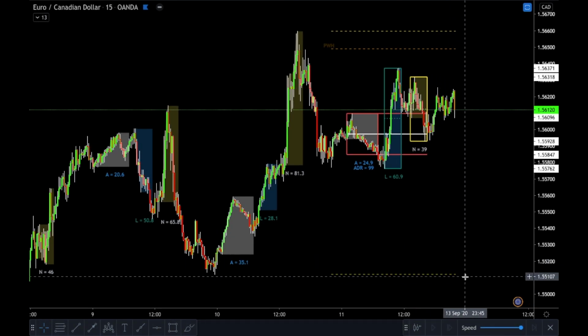Okay, so as you can see on my chart here, I have Euro CAD. I'm going to go through a few pairs just so that you can see what I'm talking about in terms of if a pair has enough push left in a day or what happens.